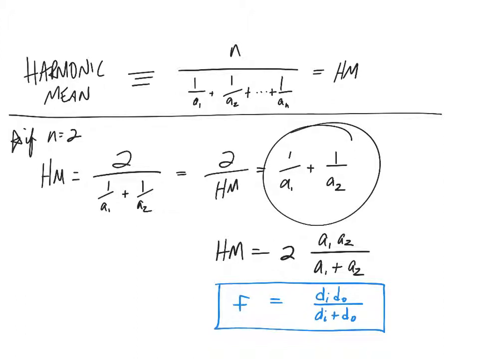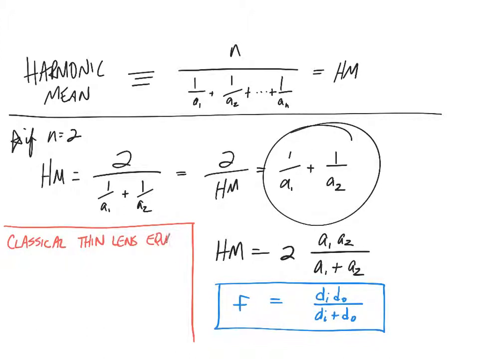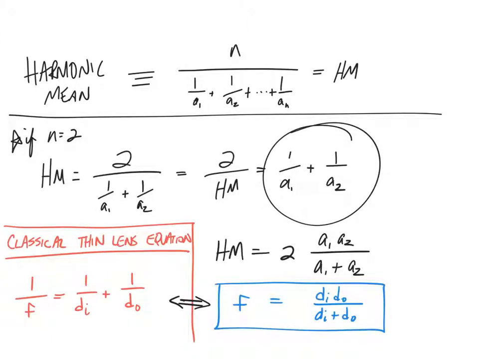We can wrap this up here. I'm going to put a box. The classical thin lens equation is like this: 1 over the focal length equals 1 over image distance plus 1 over object distance. Now I end this way and realize that these two are equivalent, okay?